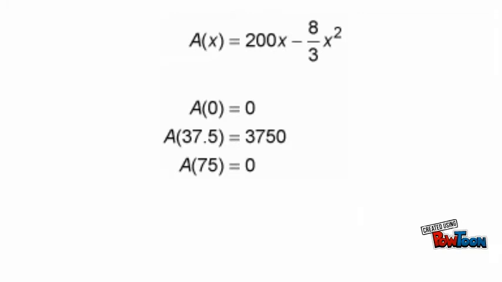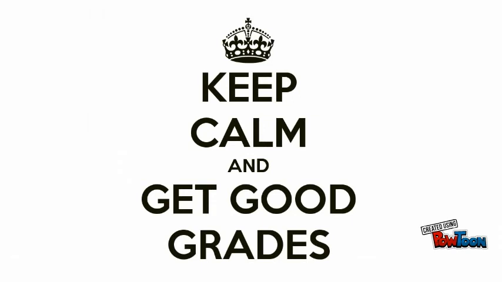From the calculation, we can say that the rancher could build a corral with the area of 3,750 when x is equal to 37.5. Okay, thank you for listening to our presentation.